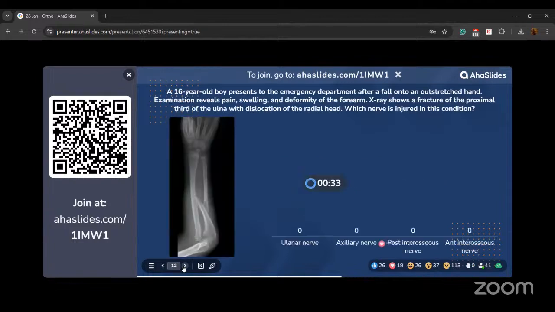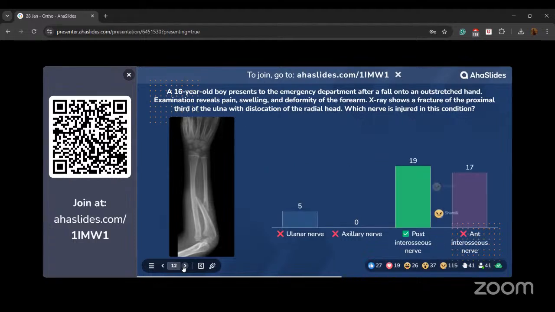A 16-year-old boy presents to the emergency department after a fall onto an outstretched hand. Examination reveals pain, swelling, and deformity of the forearm. X-ray shows a fracture of the proximal third of the ulna with dislocation of the radial head. Which nerve is injured in this condition? And also, what is the diagnosis, guys? Can you please comment down what is the diagnosis? And the answer is a branch of which nerve?